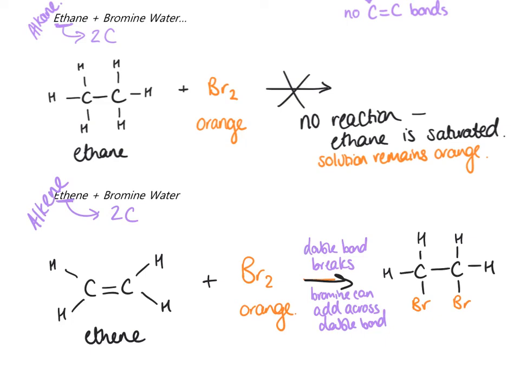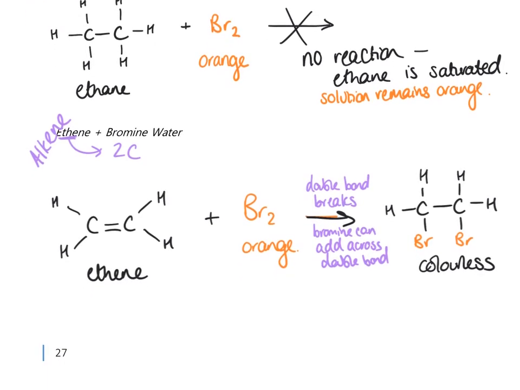So one bromine adds to one carbon atom, the other bromine adds to the other one. Okay, this molecule here is actually called 1,2-dibromoethane, but you don't need to know that. But what you do need to know is that this molecule is colourless, and that explains the colour change from orange to colourless.